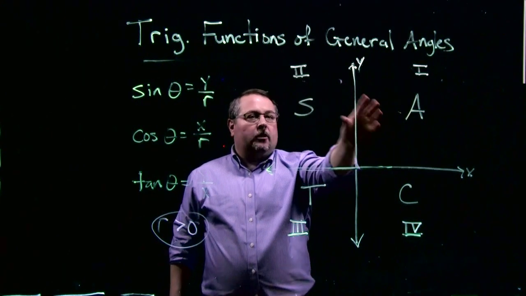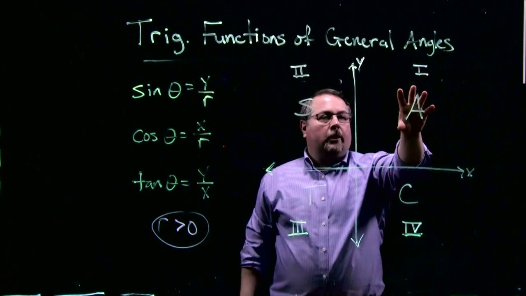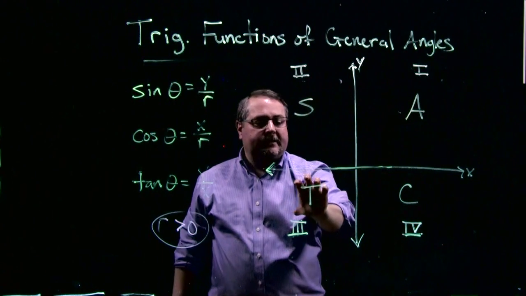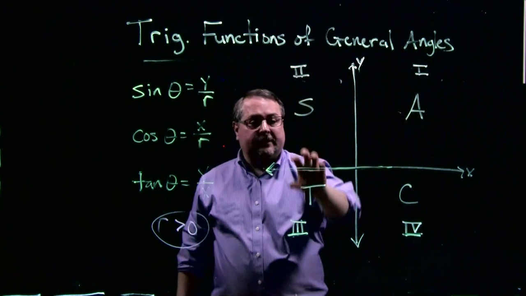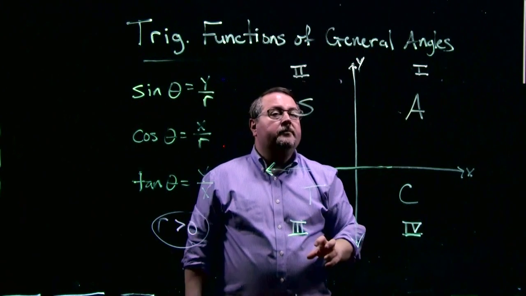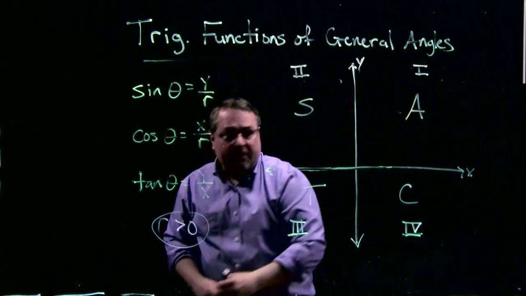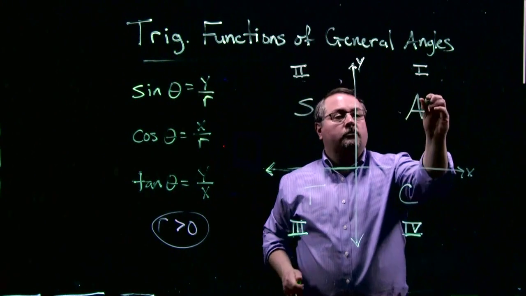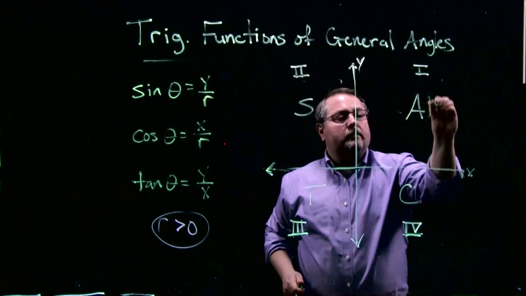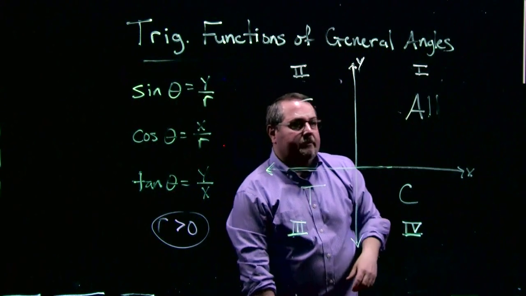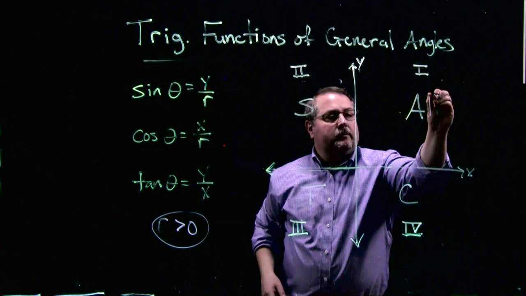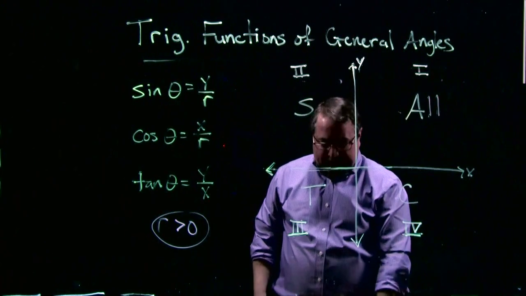So what we do is take our 4 quadrants and go counterclockwise. We write A, S, T, C. Mnemonic we can use is all students take calculus. And what this means is that in quadrant 1, all of our trig functions are positive. By all here we mean sine, cosine, and tangent.